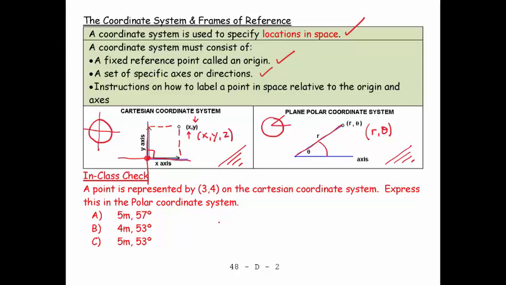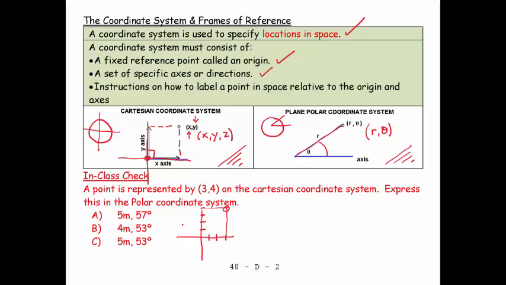Here's a point represented by 3, 4, so let's draw it. It's 3 steps on the x-axis and then 4 steps on the y-axis. So the point is here. A point represented by 3, 4 on the Cartesian coordinate system.